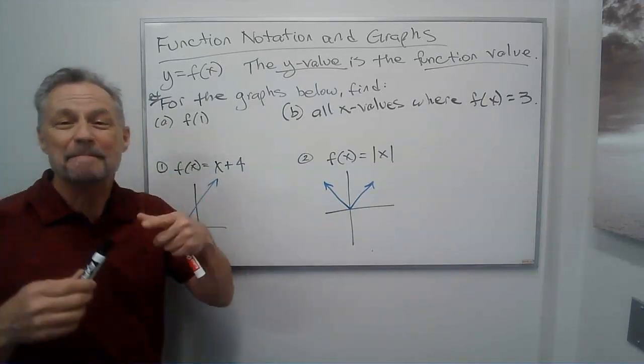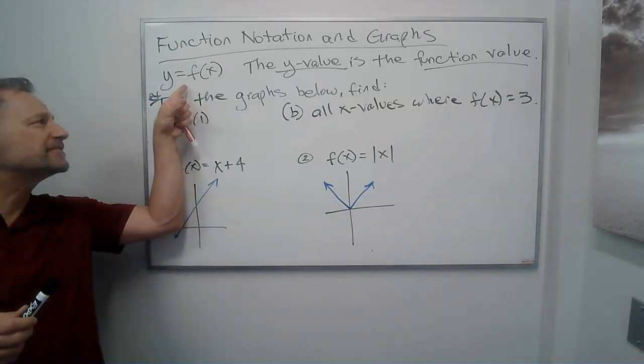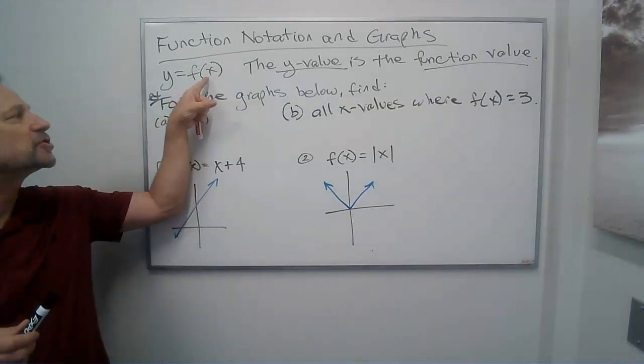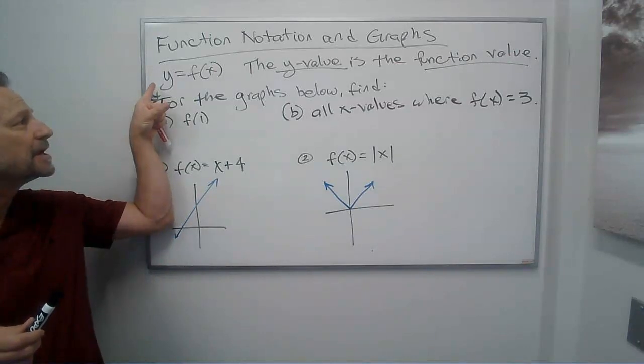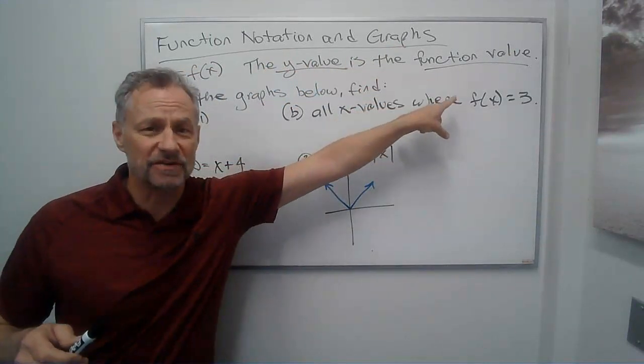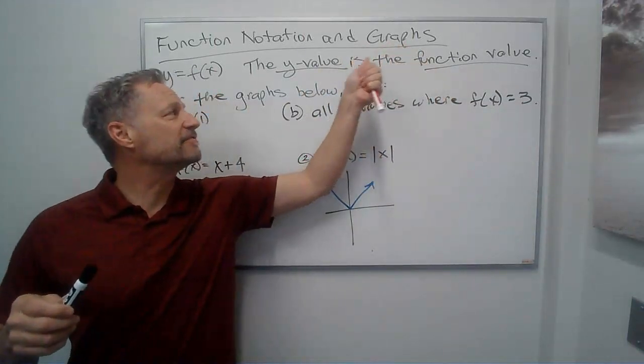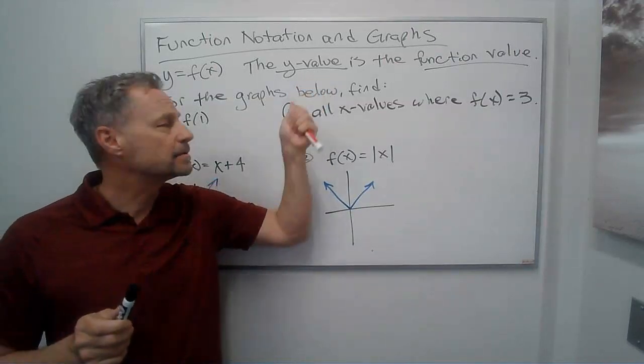All right, so the basic idea, this is function notation. We have y equals f of x. F is a function of x. So x is the input, y is the output. But it says the y value is the function value. So keep that in mind the whole time. Whenever they ask for the function value, they're talking about the y value.